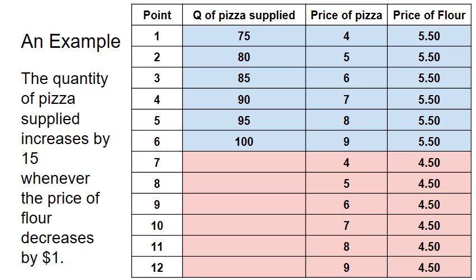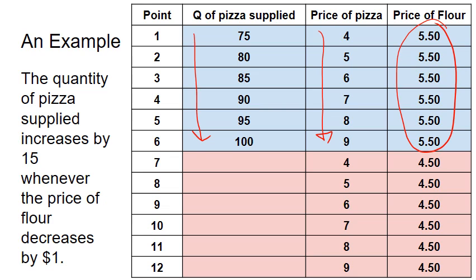Let's shift the hypothetical supply curve we sketched earlier. The table below shows a supply schedule for pizza when the price of flour is $5.50. The quantity supplied goes from 75 up to 100 as the price of pizza goes from 4 to 9. Let's fill in the quantity supplied for the remaining points.